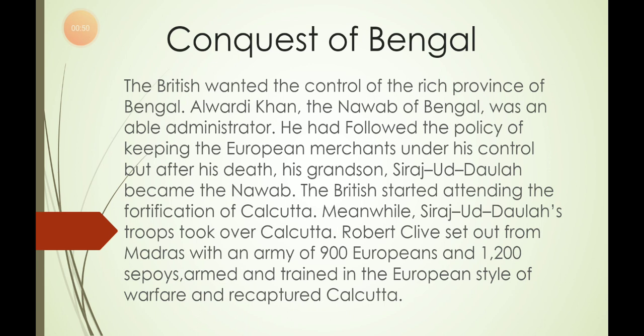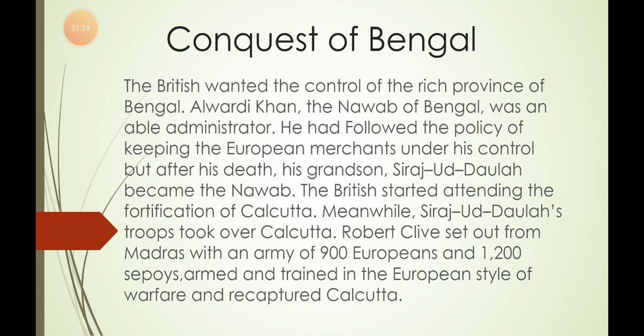Please hear. The British wanted the control of the rich province of Bengal. At that time, Ali Khan, the Nawab of Bengal, was an able administrator. He had followed a policy of keeping the European merchants under control. But after his death, his grandson Sirajuddaulah became the Nawab.